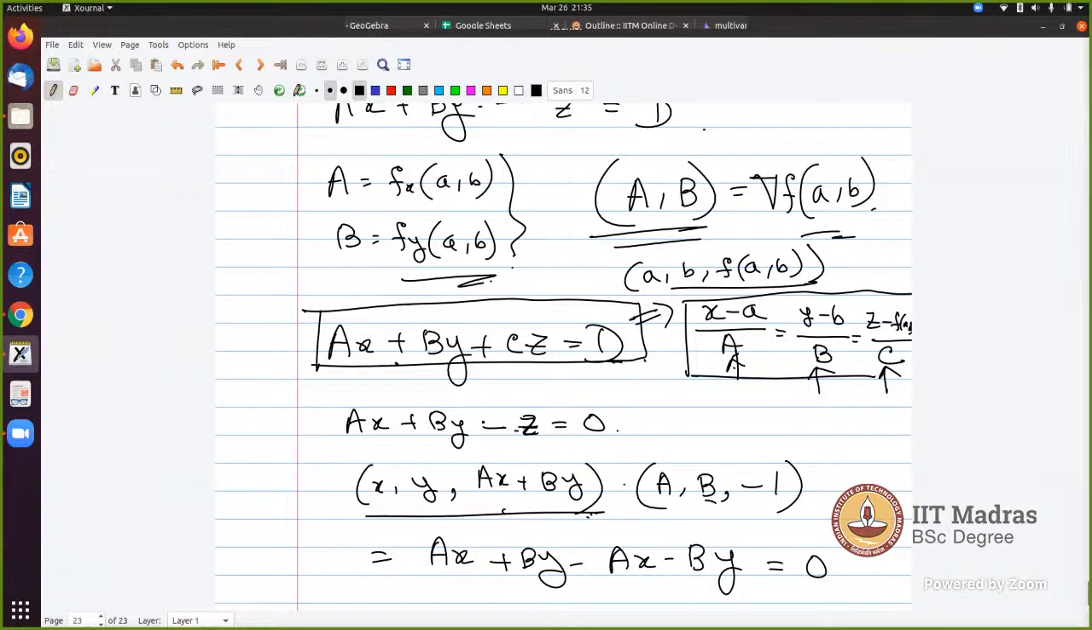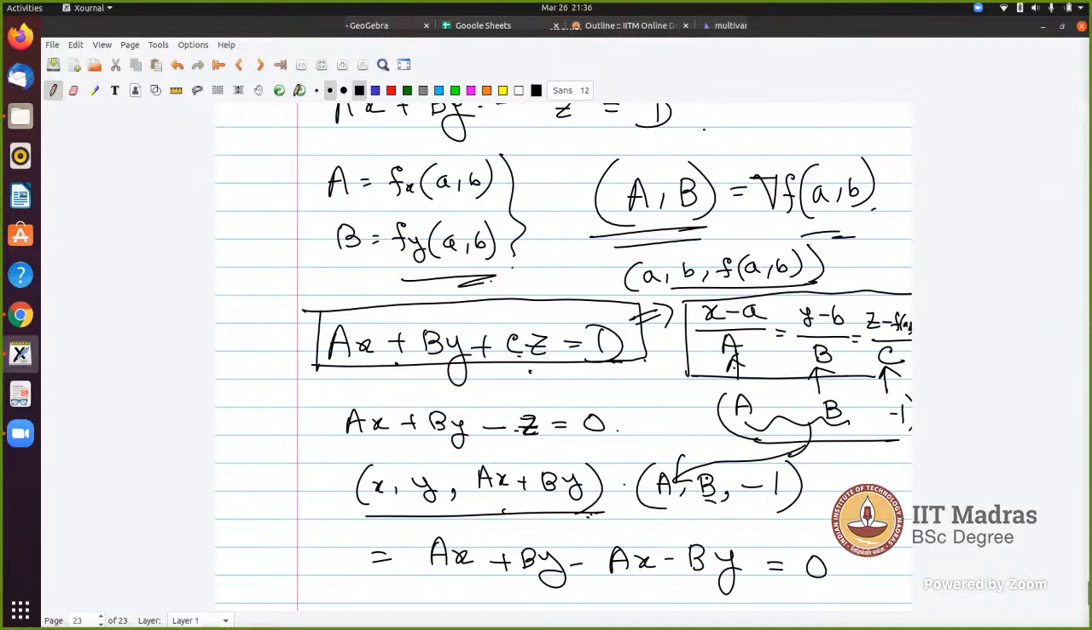So basically what you are doing now is pulling down this plane to a plane passing through the origin. You have to pull down this line also, passing through the origin. So what are the direction cosines you will get? A, B, and here it will be minus 1. Your C is minus 1, right? That is what you are doing, and this is your gradient vector.